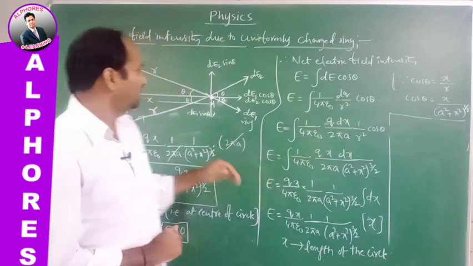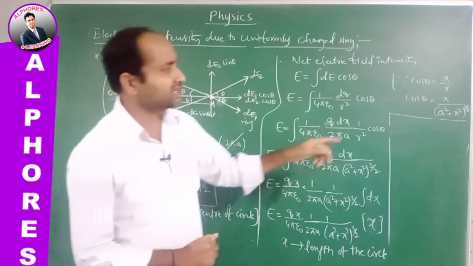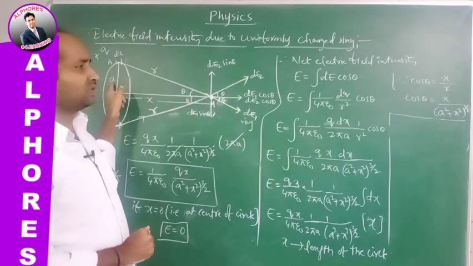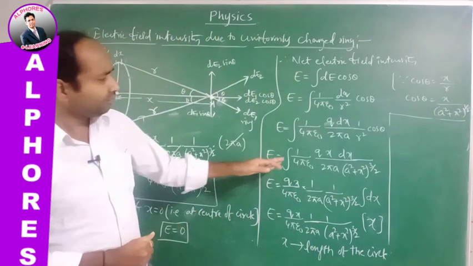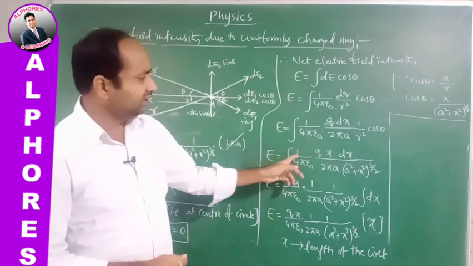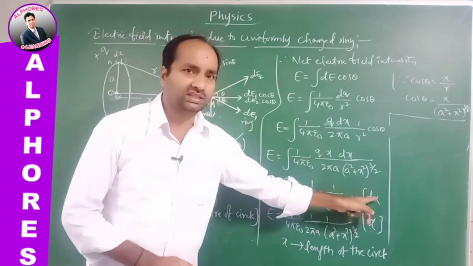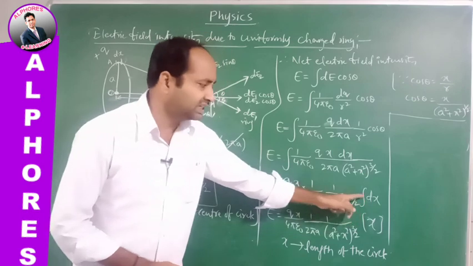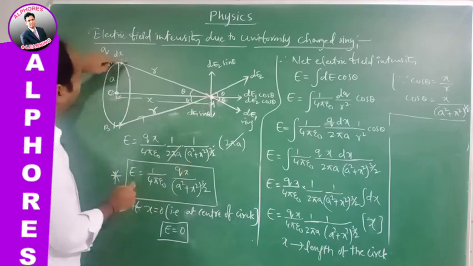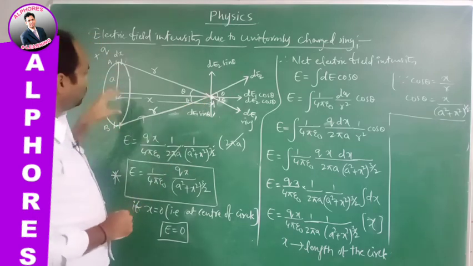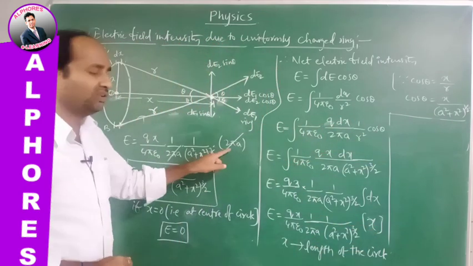1 by r square as it is. Cos theta is adjacent by hypotenuse from this diagram, that is x by r. But r can be written as under root of a square plus x square by using the Pythagoras theorem, or as (a square plus x square) whole to the power of 1 by 2. Substituting the values, except dx all are constants, so they come outside the integration. The integration of dx is x, but here this is not the value of x. It is the length of the circle of radius a. So the integration of dx is 2 pi a.